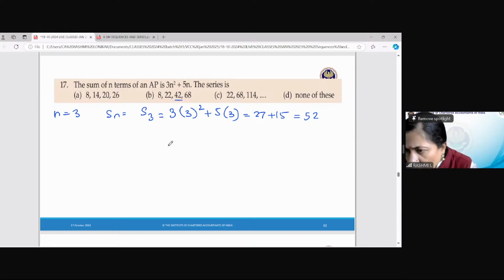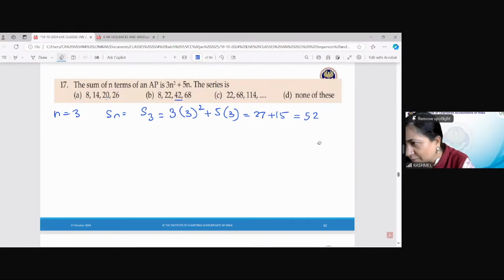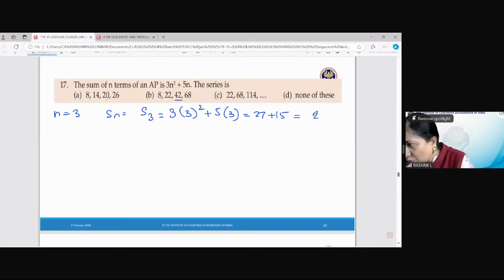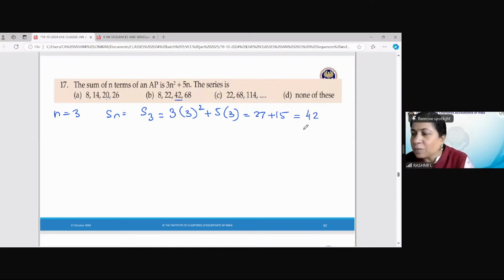How much is this? 22 plus 20, 42. Is this wrong of mine? It will be only 42. Okay, yes, it was right earlier. 2, 3, 4, yes, right. Thank you, Kanika. It is 42. Right, so this is 42.